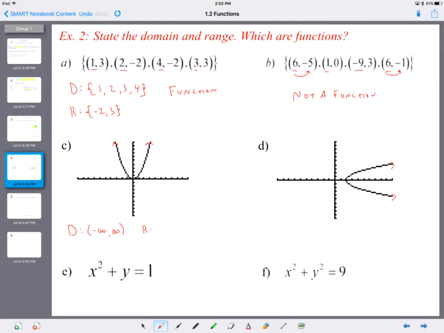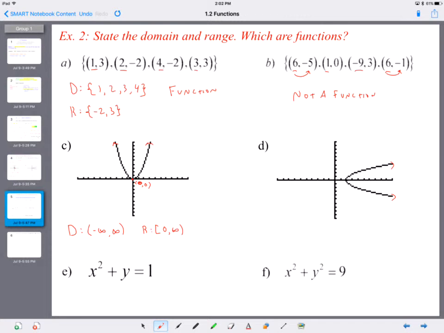The range is the y value. Okay, well, the smallest y value is all the way down here at 0, 0. That's as far as that y value goes. But how far does it go up? It goes to infinity. So your range is all values of y greater than or equal to 0. And so now we have to give all the different values instead of just a finite list.